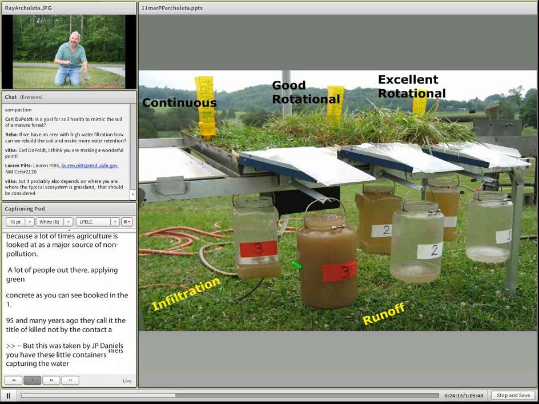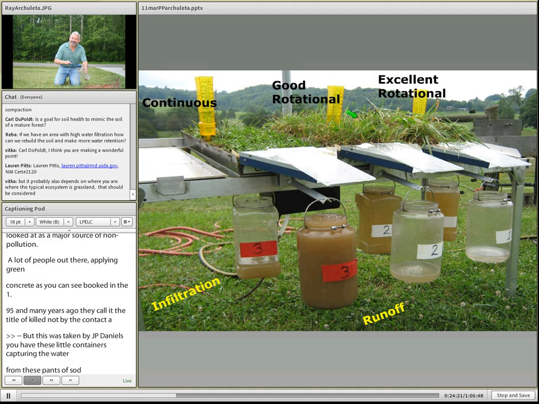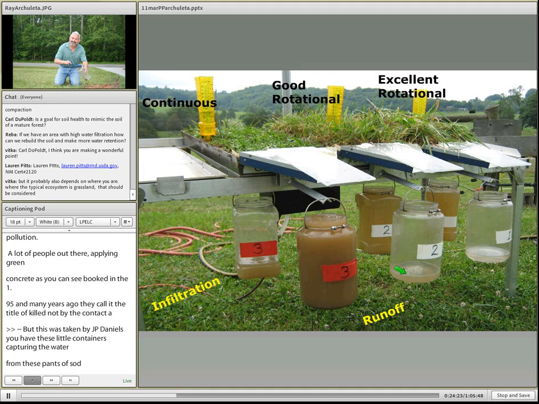I want you to notice how much water runoff is coming from the continuous, and yes, there's a cover. I want you to notice the good rotational, how very little ran off, and look how much infiltrated. Same thing for the external rotational. Look how much went into the soil profile, and look how much ran off.